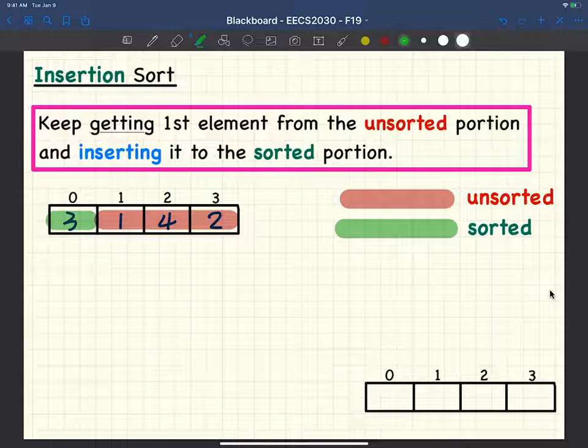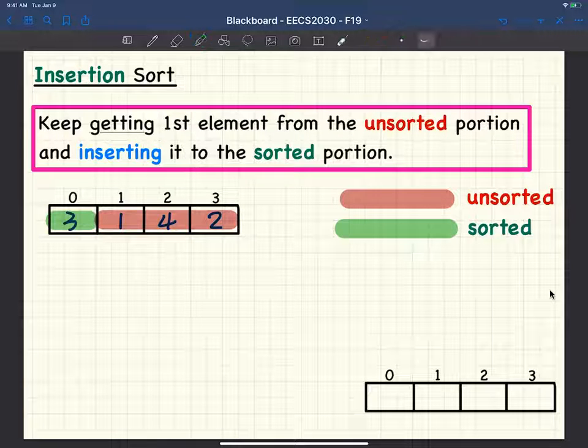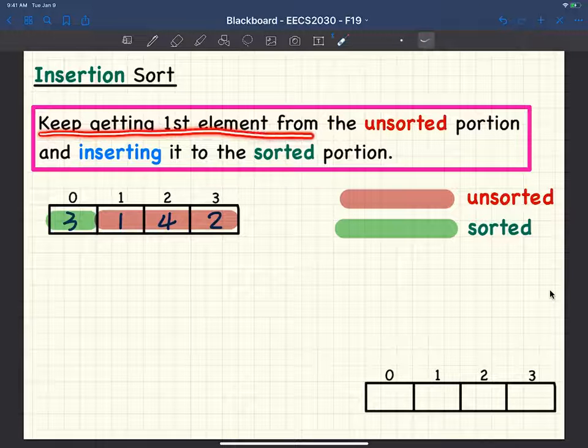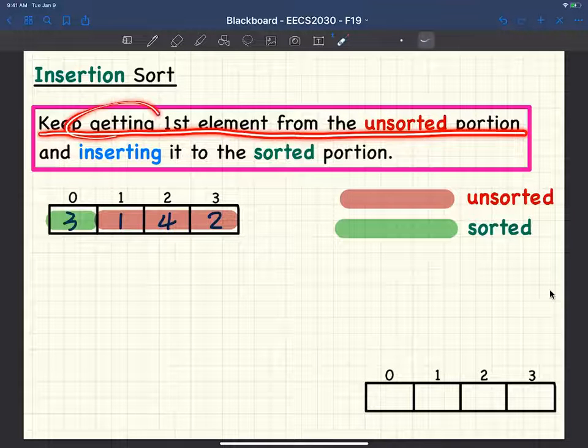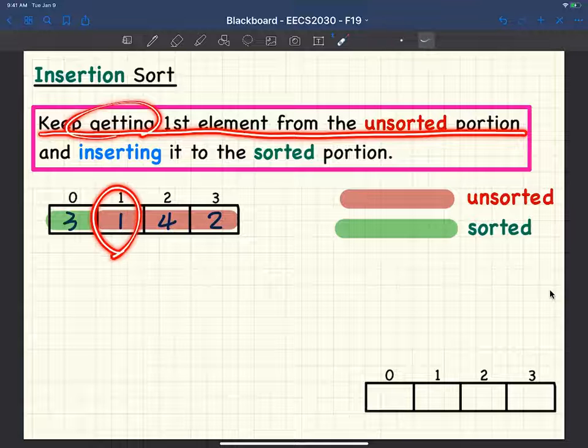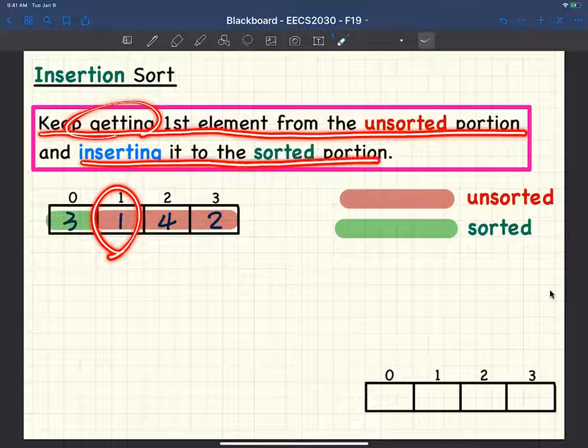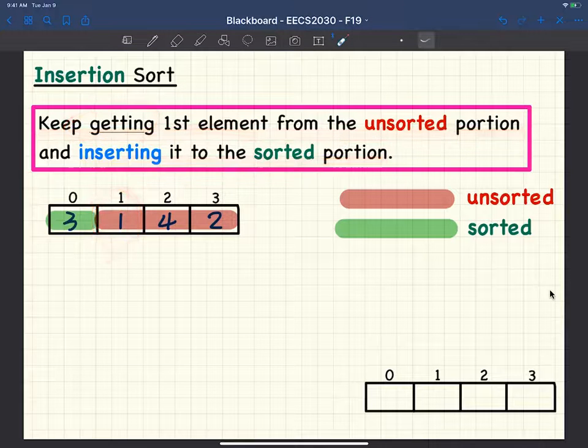Okay? So now let's see how things work. Keep getting the first element from the unsorted portion. When I say getting, no work. Basically, just getting it. Okay? And then inserting it to the sorted portion so that the sorted portion is grown but remains sorted. Okay? Let's see how that might work.